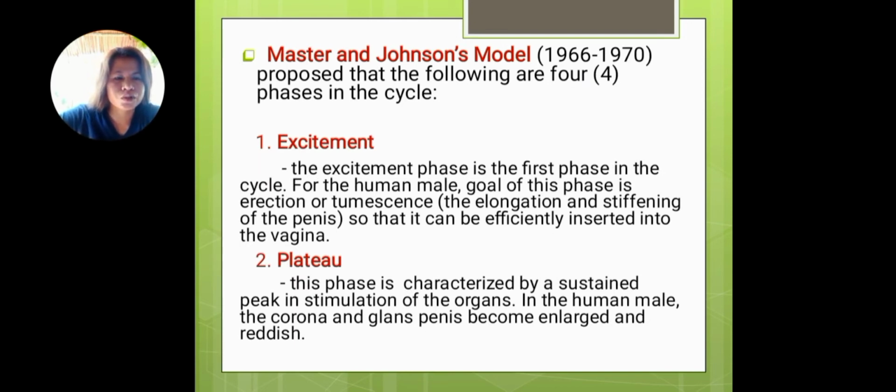Masters and Johnson's model, from 1966 to 1970, proposed that there are four phases in the cycle. The first is excitement. The excitement phase is the first phase in the cycle. For the human male, the goal of this phase is erection, the elongation and stiffening of the penis, so that it can be efficiently inserted into the vagina. So mao ni ang first nga himuon sa lalaki.